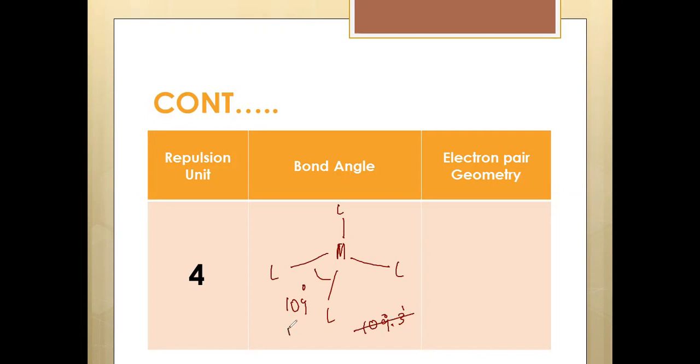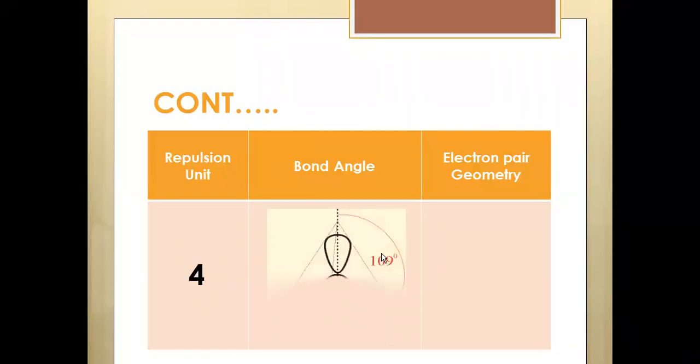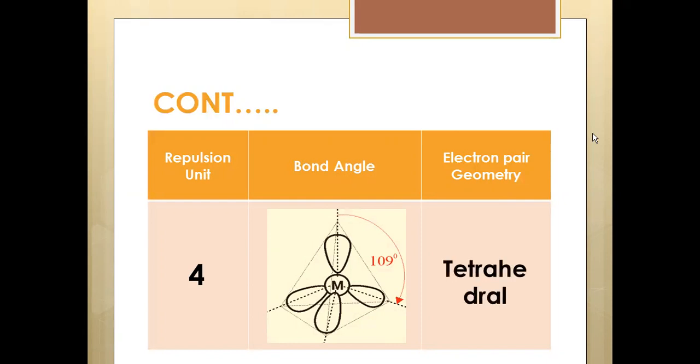So at your level, if you mention it like this, that is enough. And this shape is tetrahedral, right? Okay, let's review. Here they mention only the 109. That is enough. And the electron pair geometry is tetrahedral.